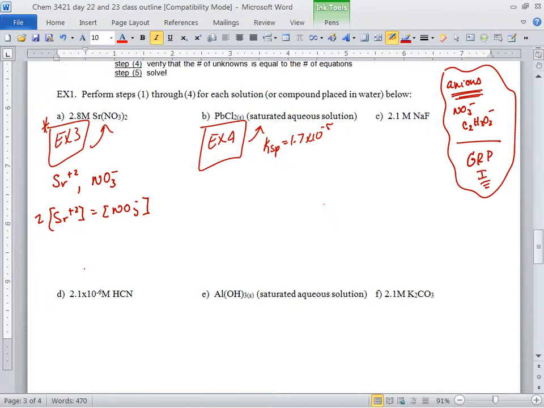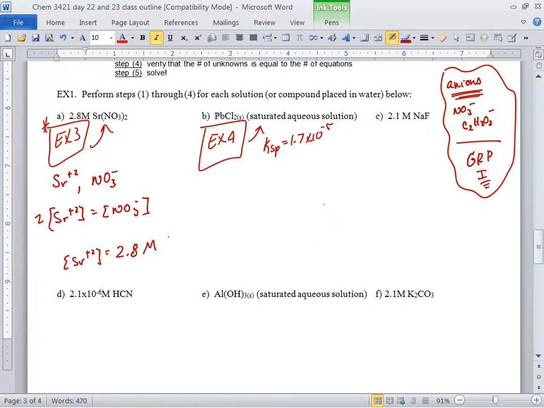You could write the concentration of strontium is 2.8 molar. So strontium in all its forms has to be 2.8 molar. Nitrate in all of its forms has to be 5.6, which is kind of redundant for what we said up here. But we have two equations, two unknowns, you're done. There's not a whole lot to do for full systematic treatment.